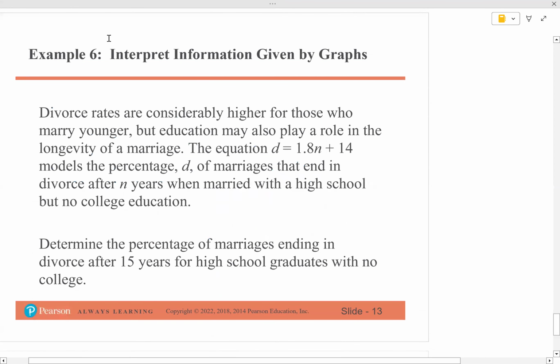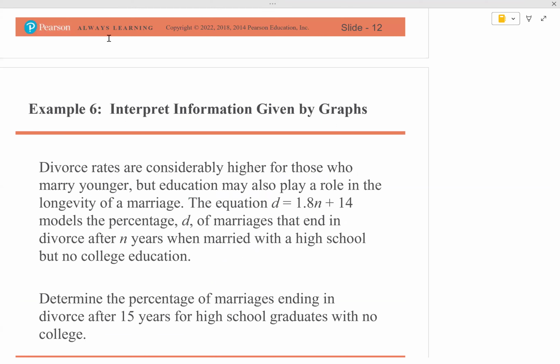All right. So how about intercept information given by graphs? Okay, what kind of information can we get from intercepts? That's a good question, right?